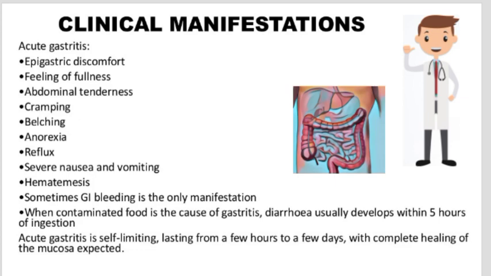When contaminated food is the cause of the gastritis, diarrhea usually develops within 5 hours of the ingestion. Acute gastritis is self-limiting, lasting for a few hours to days, with complete healing of the mucosa expected.